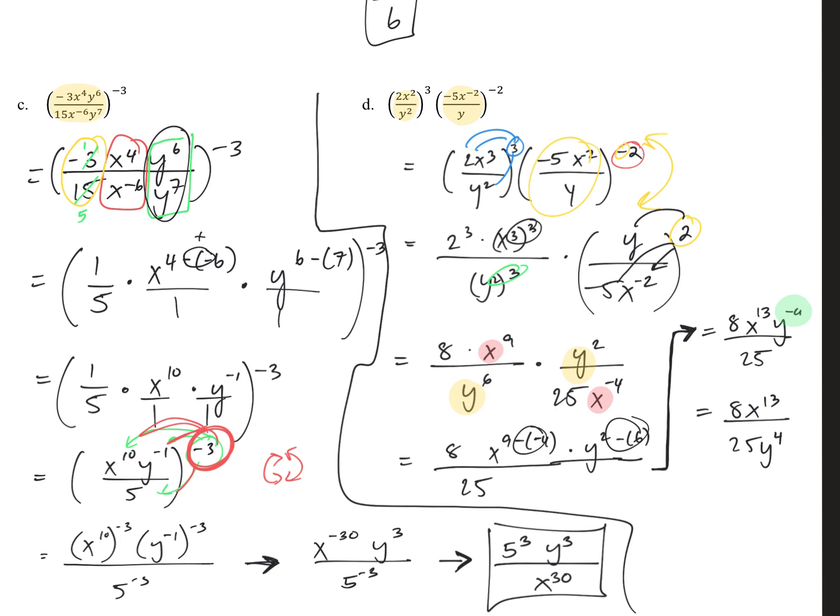And can we simplify anything else? Well, none of the bases are the same. We have an x, an 8, which is technically 2 to the 3rd power, and 25, which is 5 to the 2nd power, and y. So all of these are different bases, which means we're done. We can no longer simplify.